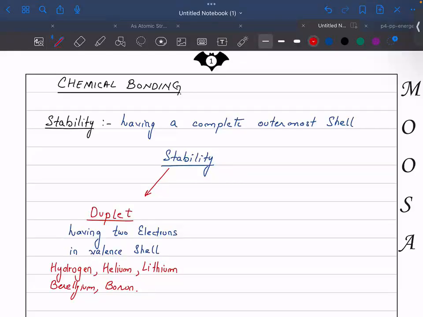Right? Rest of the other elements of the periodic table, they get stable by having 8 electrons in their outermost shell. So they follow which rule? Octet rule. Octet is 8. All other elements of the periodic table, apart from hydrogen, helium, lithium, beryllium, and boron, they get stable by having 8 electrons in their outermost shell.